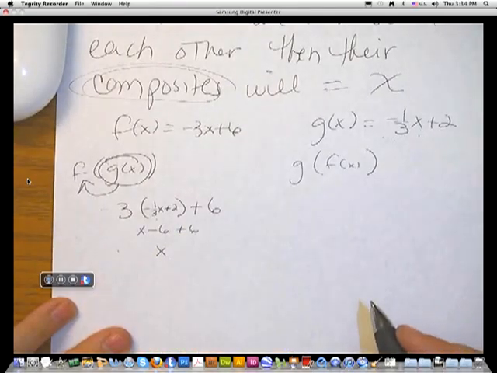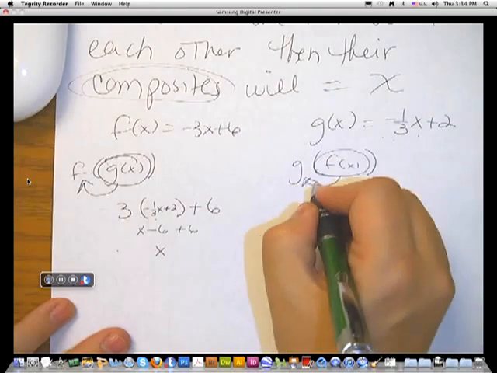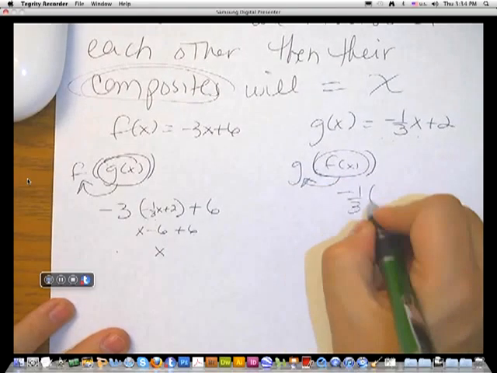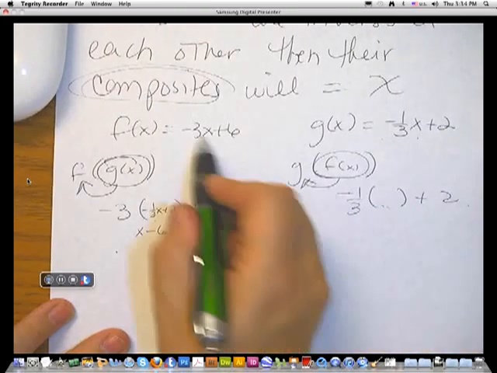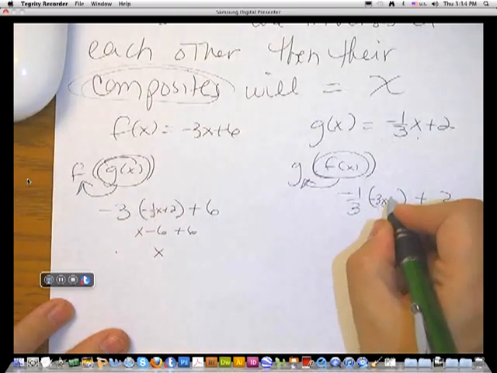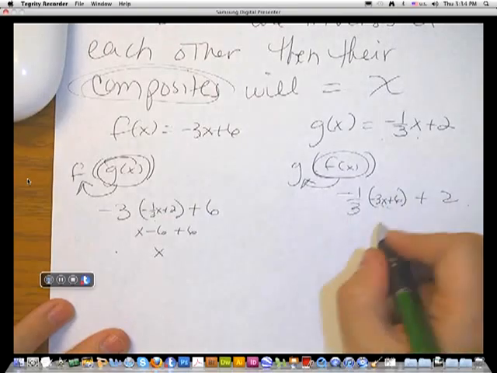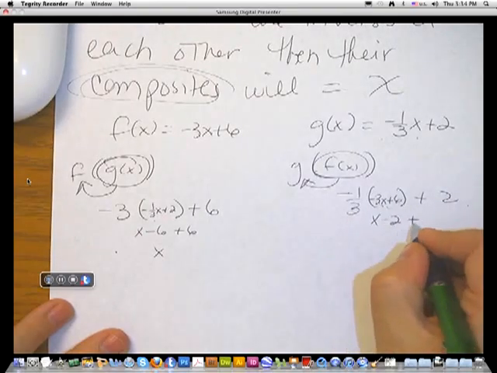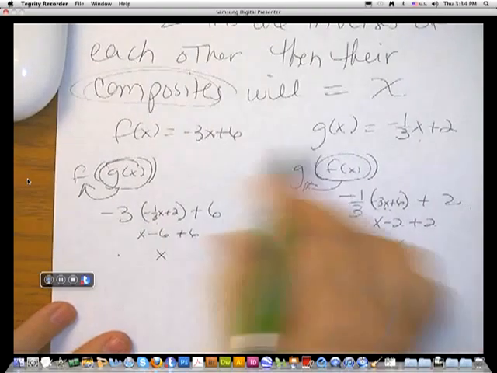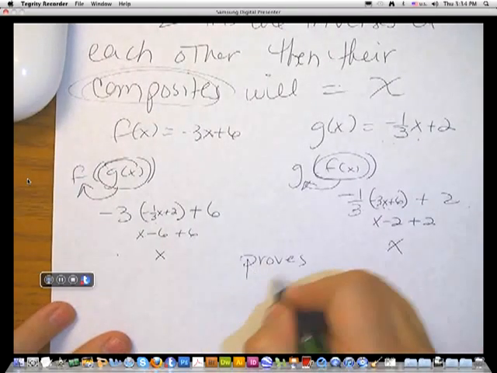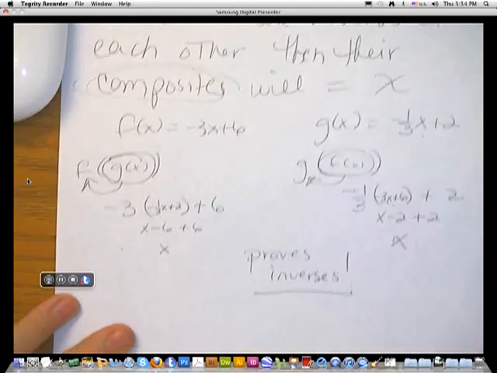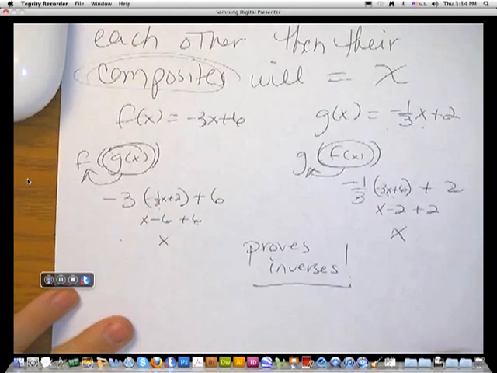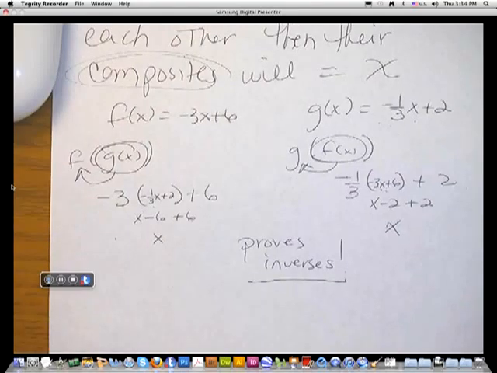So that one worked. Now do it the other way, f into g. Well, g is negative 1/3 x plus 2. I replace x with f, negative 3x plus 6. When I distribute, I get x minus 2 plus 2, which is x. This proves inverses. When you do composites, you are proving inverses.